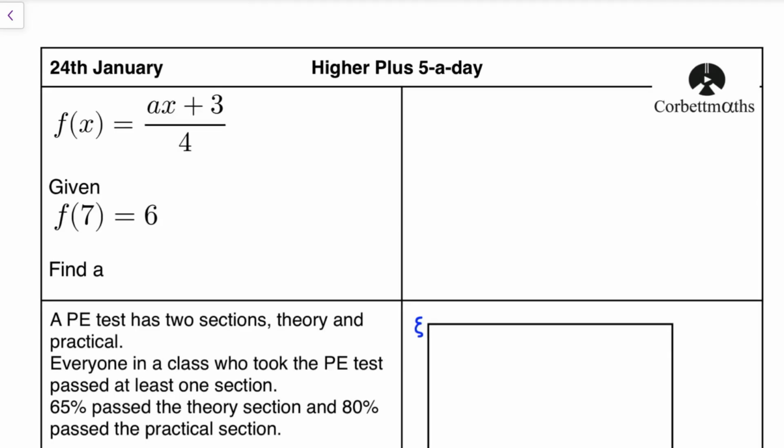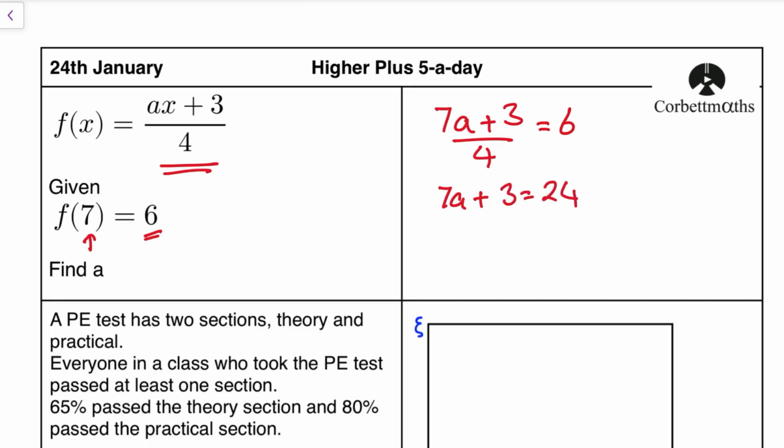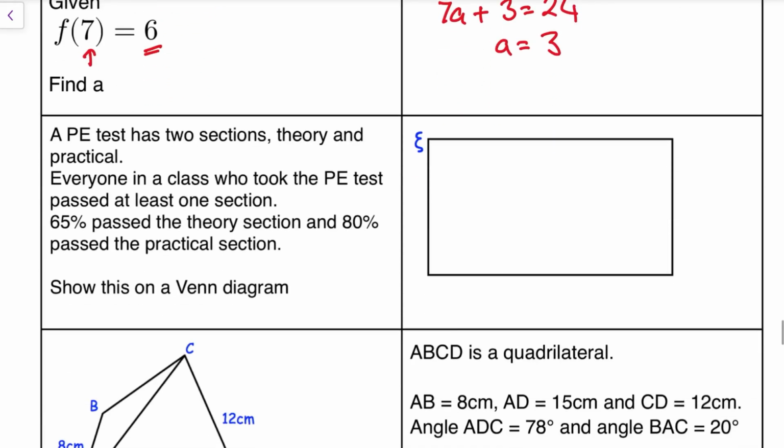All right, so it looks like we have a fairly straightforward function question to start. It gives us a function, and it tells us that if I put a number into that function, I get an answer out. So in other words, I can replace the x with a 7, which tells me that (7a + 3)/4 is equal to 6. I can rearrange that to find a, so multiply both sides by 4, which gives me 7a + 3 equals 24. Take away 3 is 21, divide by 7, and that tells me that a is equal to 3. Nice straightforward starter question today.